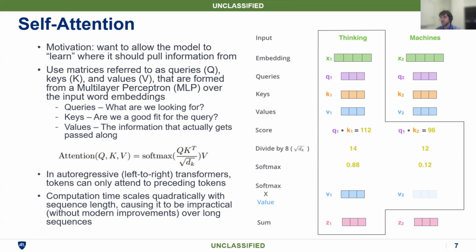Intuitively, queries are what are we looking for? In this example, we're trying to predict Z1, so what information should be transmitted from the layer that is looking at the word thinking. The query is what are we looking for, and this is then dotted to the keys, which tell you, for every single word in the sequence that you want to look at, does the information you contain fit the query? So queries are what are we looking for, and keys are, does looking at this part of the network give me the information I want?